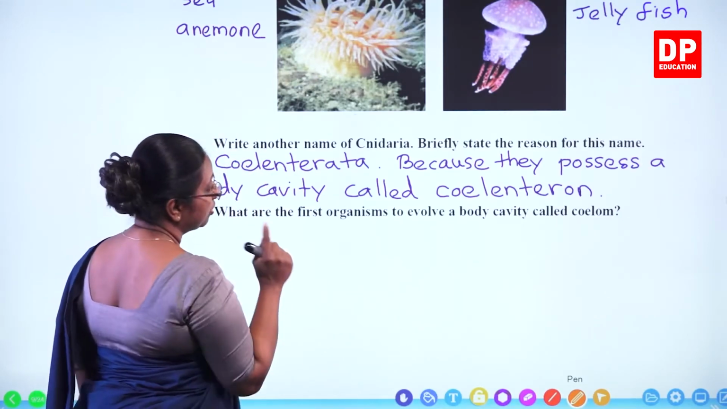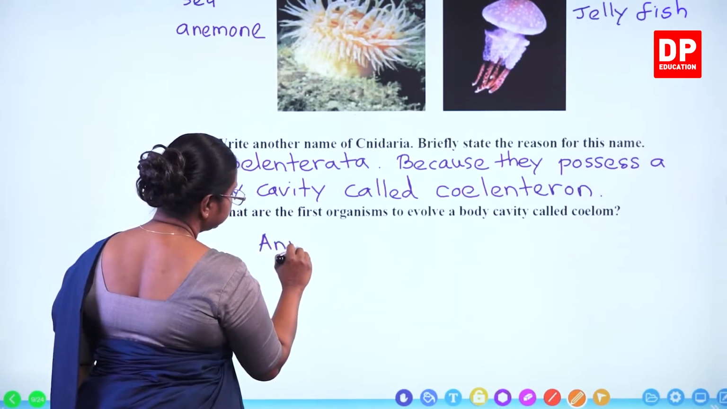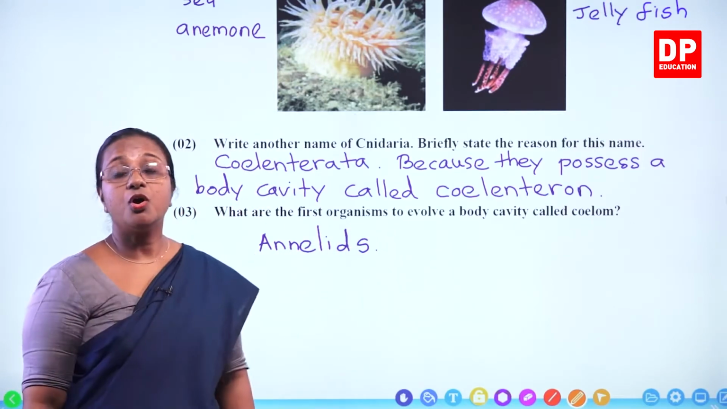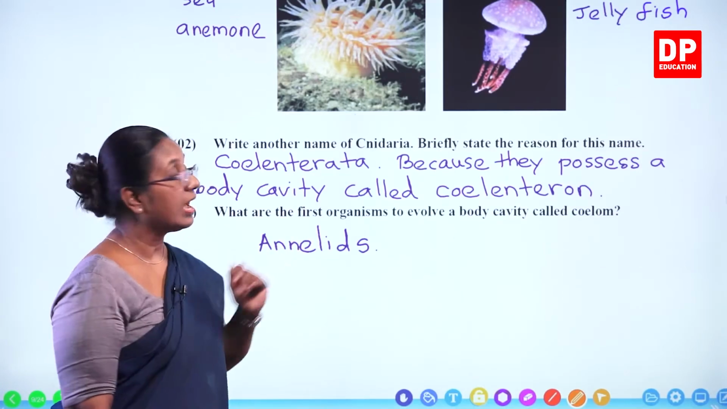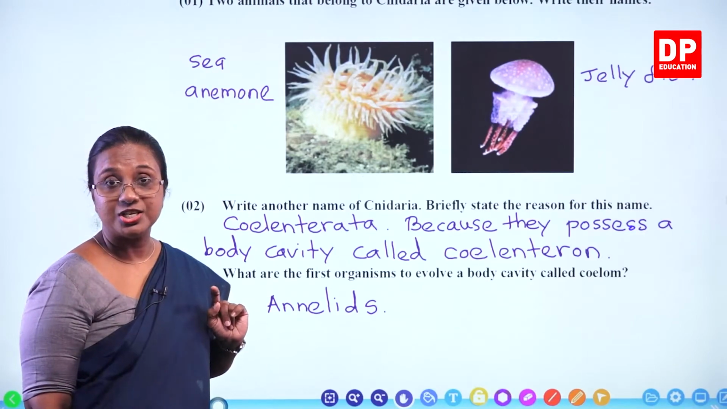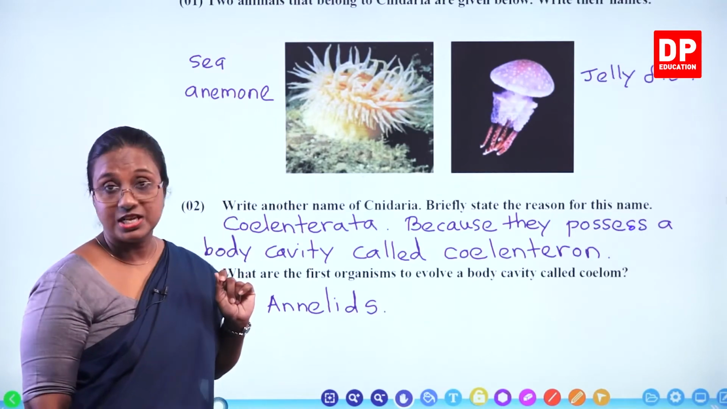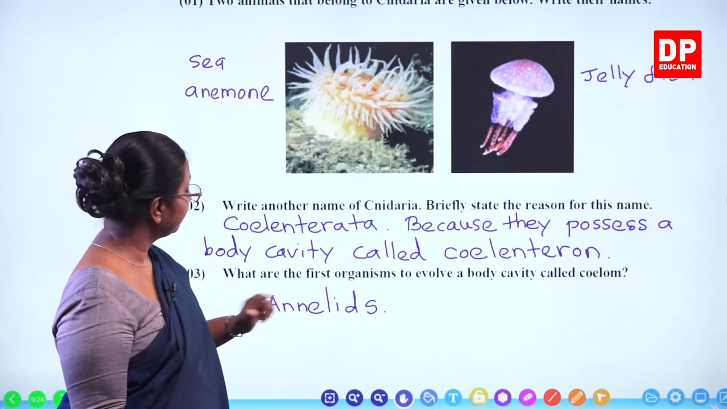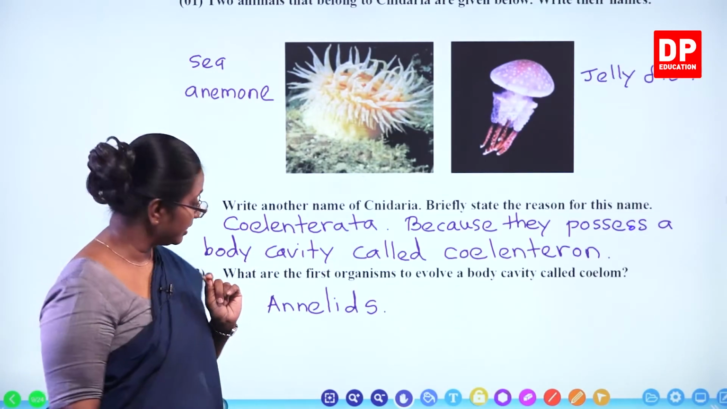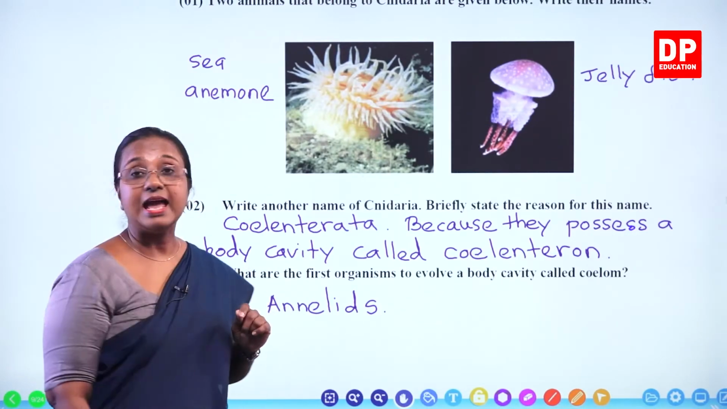So, what are the first organisms to evolve a body cavity called coelom? They are Annelida, or we can say annelids, because they have asked for the first organisms. Phylum Annelida or annelids. So, I am sure students you are able to answer all these questions correctly. You identified the two animals, sea anemone and jellyfish. Then here write another name for Cnidaria, coelenterata, because they possess a body cavity called coelenteron. And the first organism to evolve a body cavity called coelom is annelids.